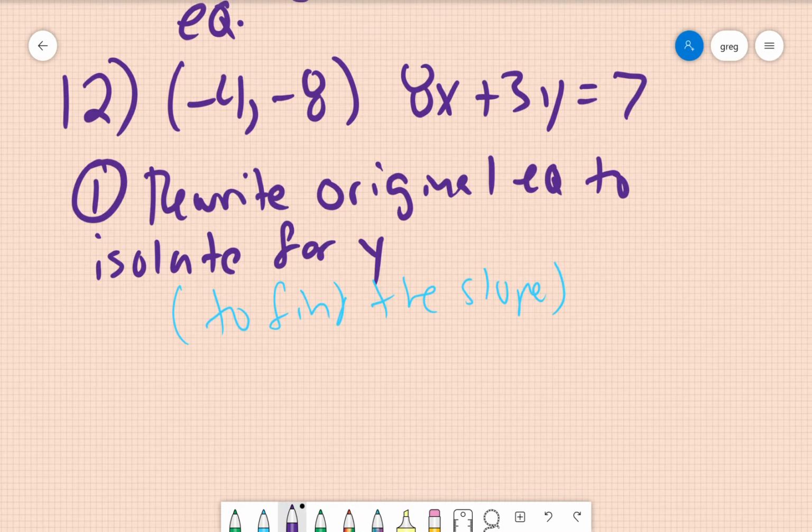Let's go. Let's rewrite it. It shouldn't take that long. You want to isolate and get y by itself so we can identify the slope. This is exactly what you did for test prep last night. So you see, I don't give you assignments just to waste your time. This is exactly what you did yesterday and this morning, what you're doing now.